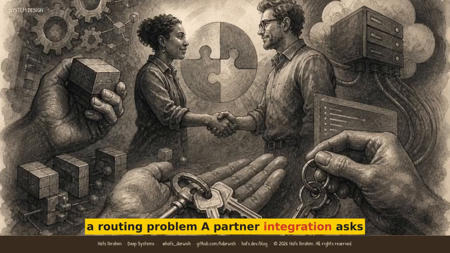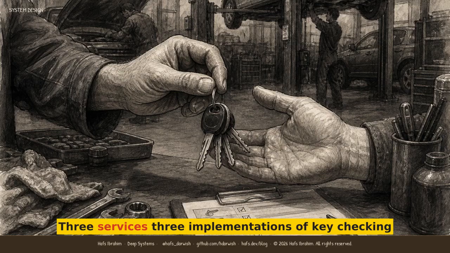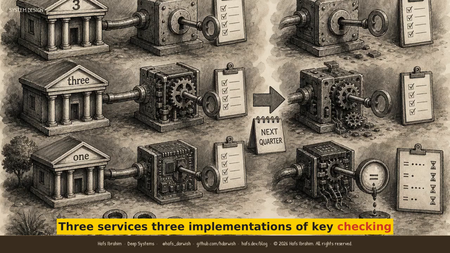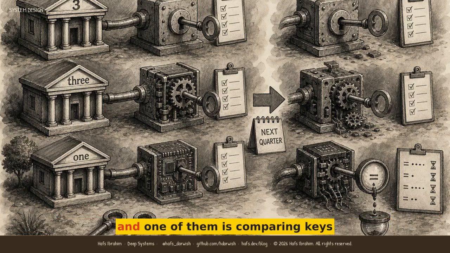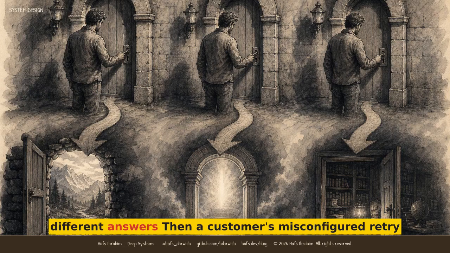A partner integration asks for programmatic access. So now you need keys. Where do the keys get checked? You could put that in every service. 3 services, 3 implementations of key checking, and by next quarter they have drifted, and one of them is comparing keys with a plain equality check that leaks timing information. You have made the same access decision 3 times and got 3 different answers.